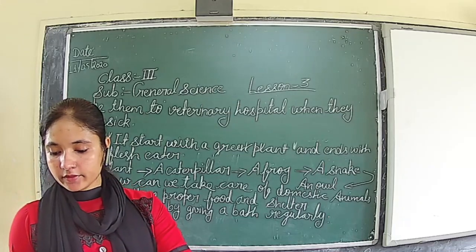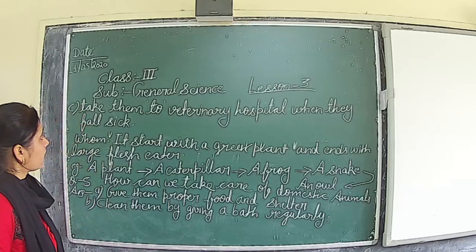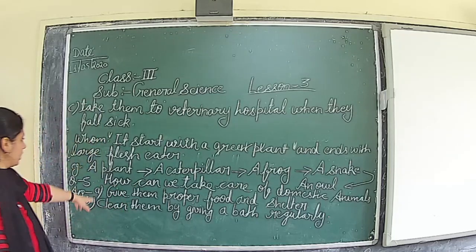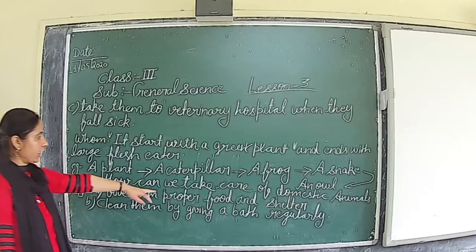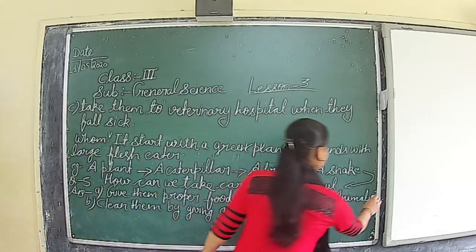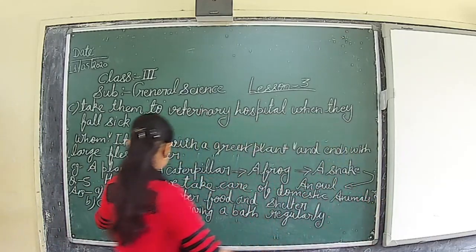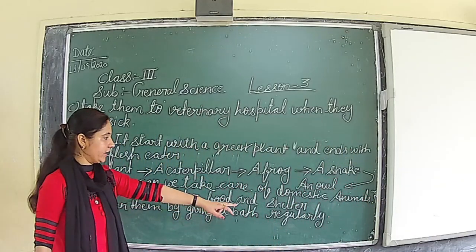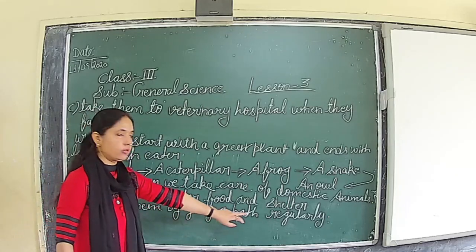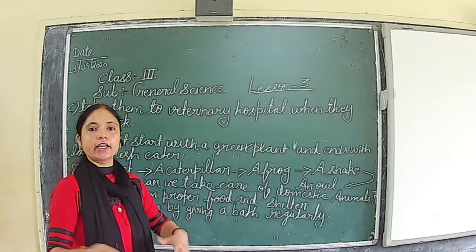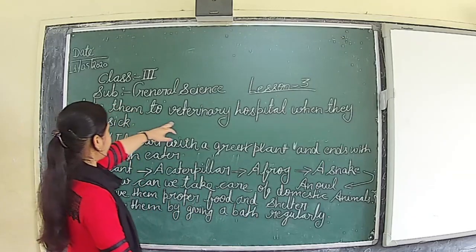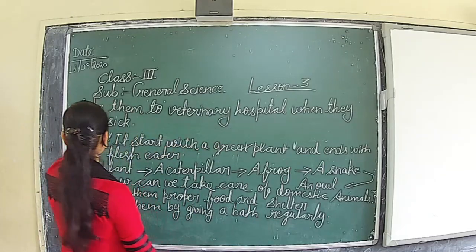So these are the questions. The last question is, how can we take care of domestic animals? The answer is three points you have to write. Give them proper food and shelter. Second, clean them by giving a bath regularly. And the last point is, take them to the veterinary hospital when they fall sick.